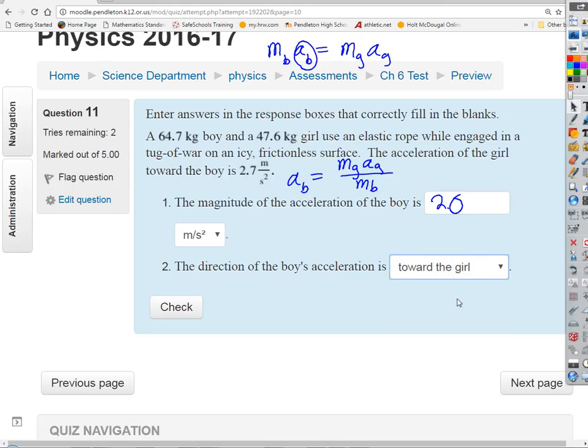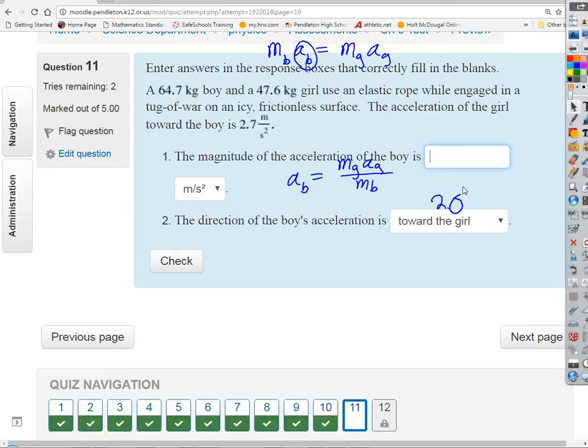toward the girl. If the surface is frictionless, would they even be able to stand? Like, I mean, obviously. No, you're right. I was just.